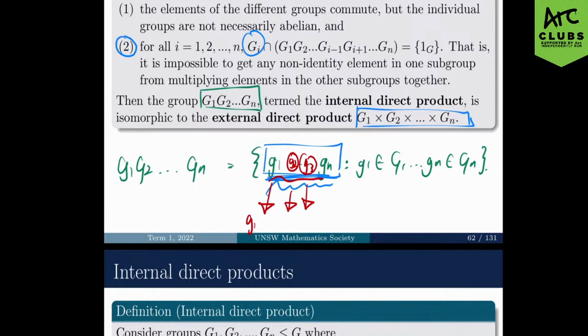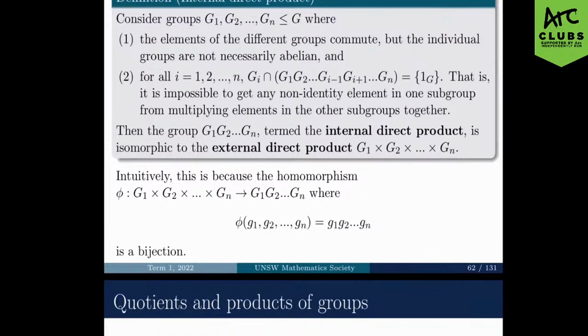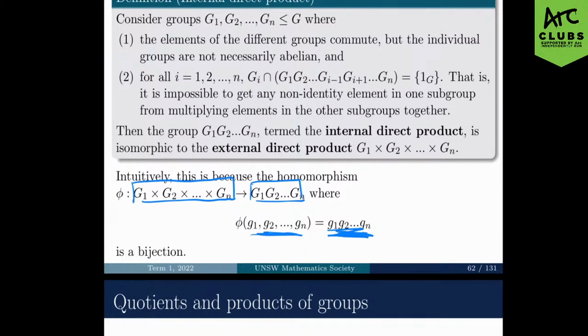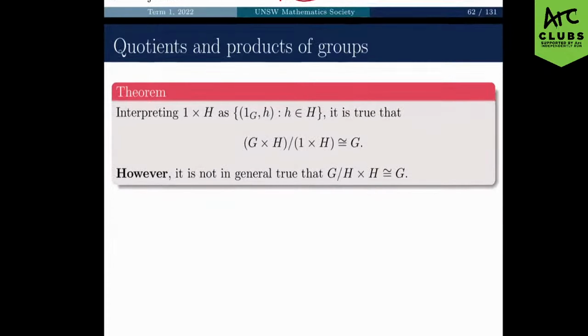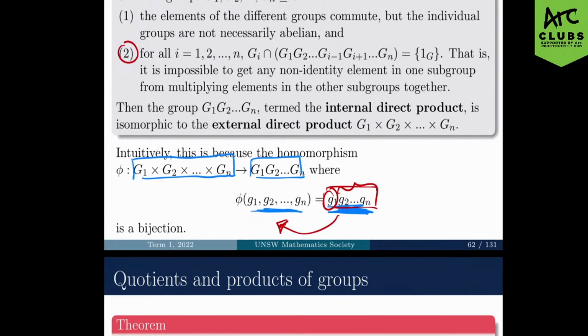So just from this product, from knowing what the product is, you can actually tell me exactly what G1 is, what Gn is. And so the formal way to write that is that the homomorphism from the external direct product to the internal direct product, where we basically take all of these elements and multiply them together, is a bijection. Because once you multiply them, you can still recover the original elements because of condition 2. You can't get to any element of G1 from multiplying all of these things together. And so that's our first example down here.